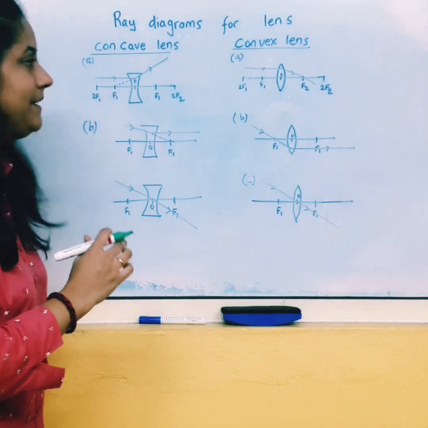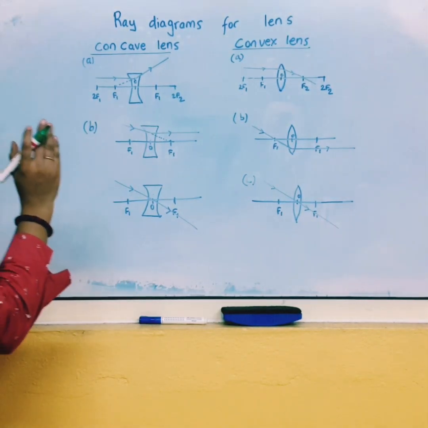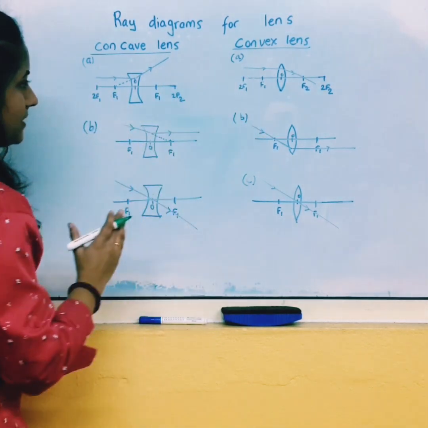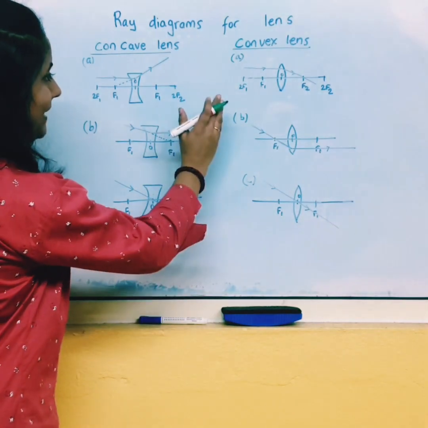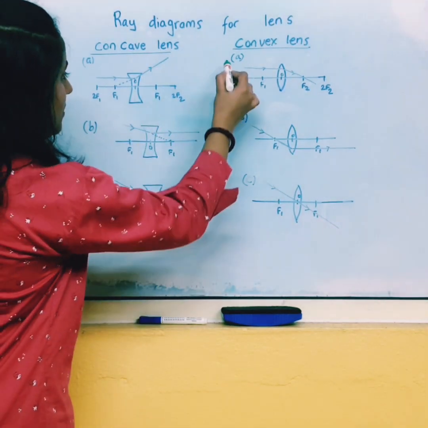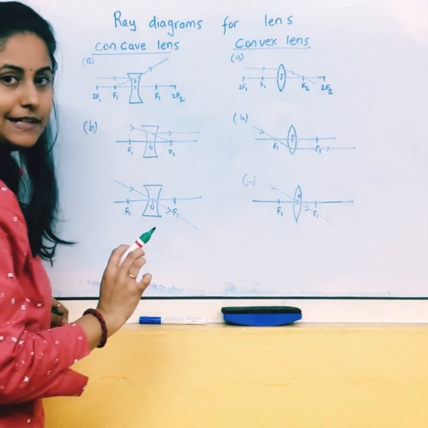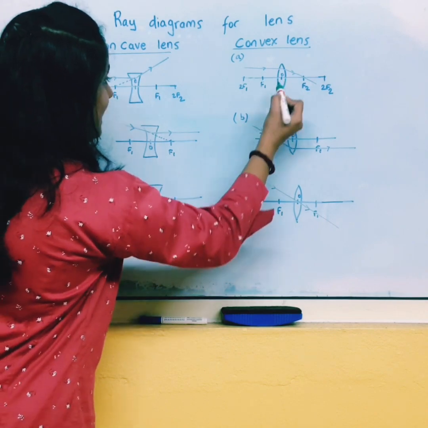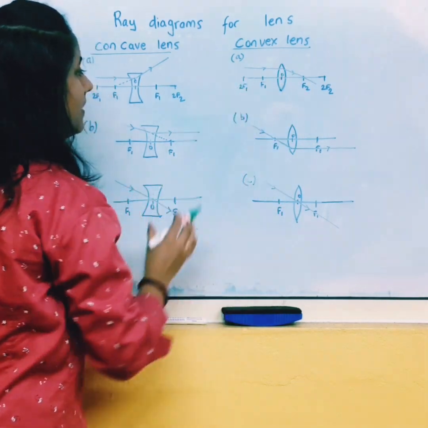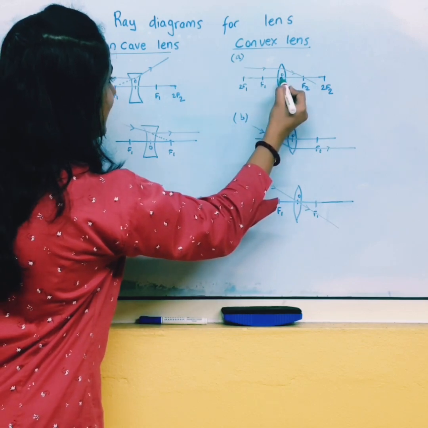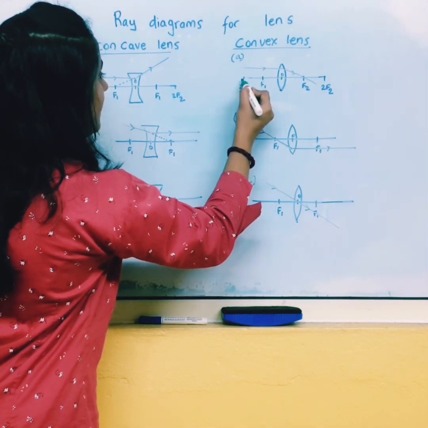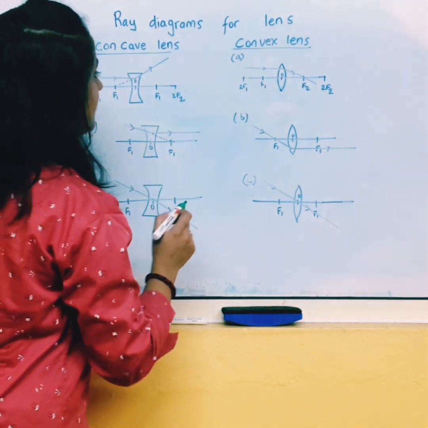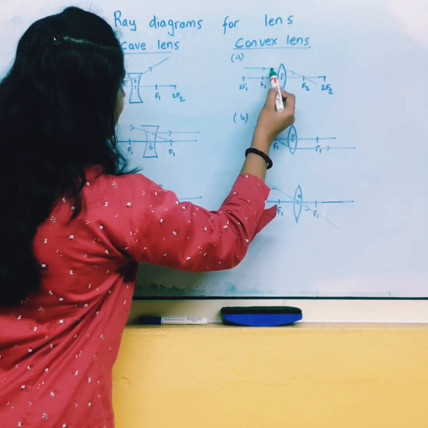So now let us understand ray diagrams for lenses. Here I have already drawn ray diagrams for concave lens as well as convex lens. Let us understand the convex lens first. There are three different cases in case of convex lens. The first ray comes parallel to the principal axis. Now you can see that these are two spherical surfaces of the convex lens. This is the optical center. This is F1. This is twice F1, which is the same as C for the mirrors. Now the ray of light comes parallel to the principal axis.